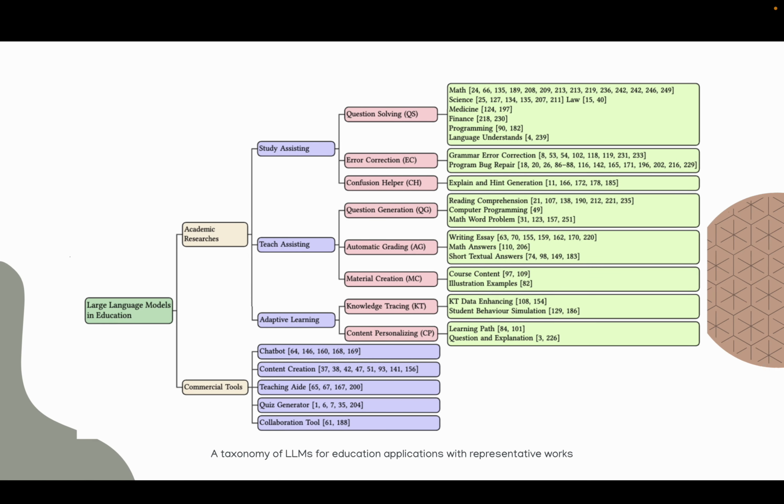This is a taxonomy of large language models for education applications. It mainly divides into academic researches and commercial tools, and the academic researches further divide into specific applications. These applications of LLMs in academic research discuss how LLMs are used to analyze educational data, assist in research projects, and simulate educational scenarios.